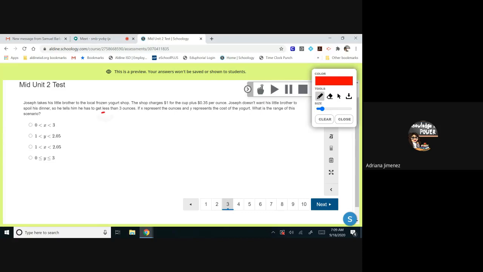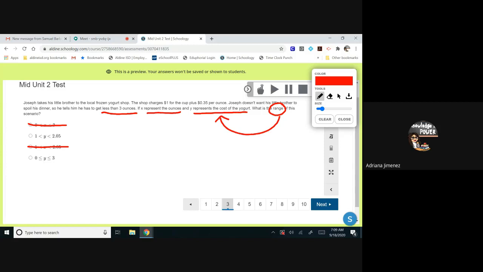Okay. Less than 3. It told me the X represents the ounces and the Y represents the cost. They want the range. Remember, range stands for Y. That means I can eliminate these 2 answer choices. Less than 3 means that he cannot get to 3 ounces. So that means I'm using the less than symbol.